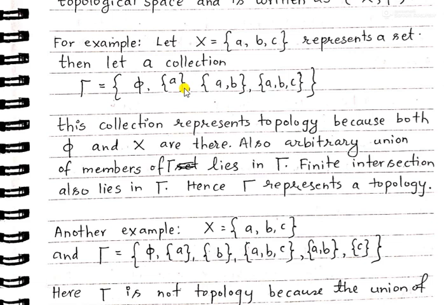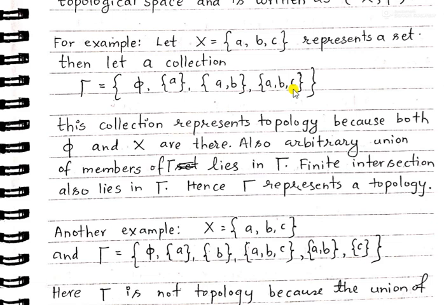Another thing is that if we take the intersection of any sets: the intersection of A and AB gives A, which is there. The intersection of AB and ABC gives AB, which is also there. In this way, if we intersect any sets, the intersection will also lie in the same topology. Now the union: the union of A and AB is AB, which is there. The union of A and ABC gives ABC, which is there. The union of AB and ABC is again ABC, which is also there.